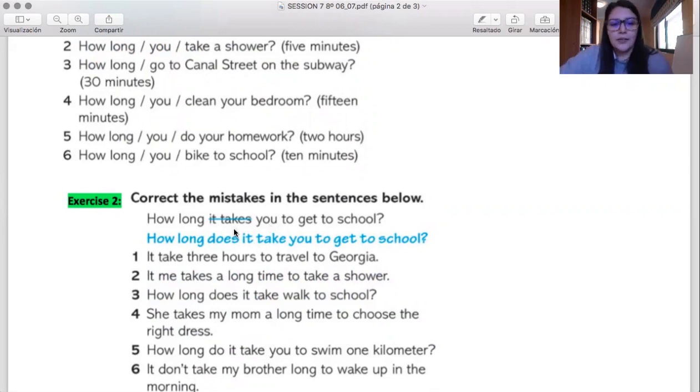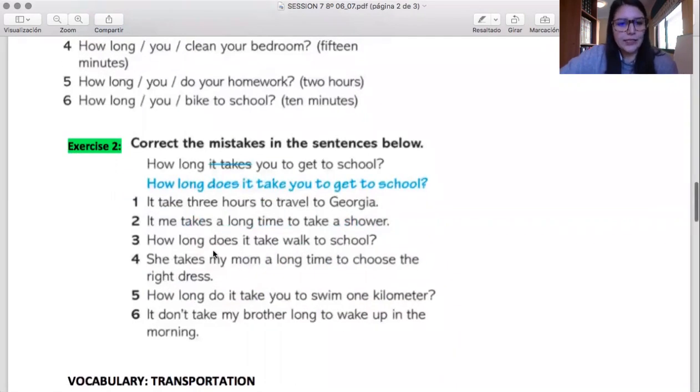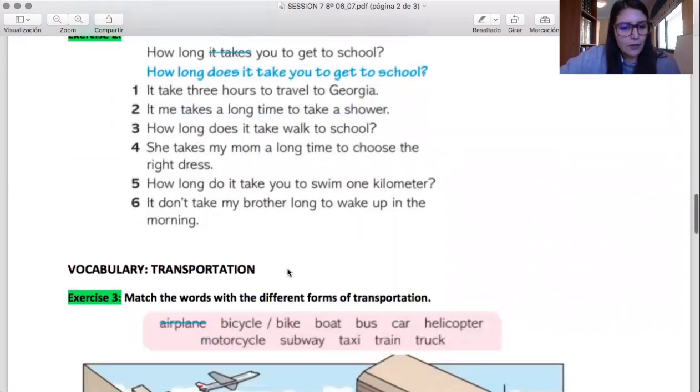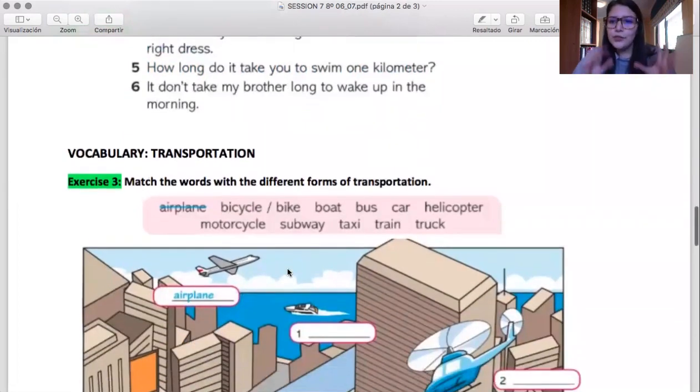Okay? Remember that in the present, the third person needs an S at the end, ¿cierto? En el presente, la tercera persona, he, she, or it, va con S y el auxiliar es does. Okay? So, let's continue with our session. If you have any questions in this part, please let us know. Okay? Si hay alguna pregunta en el uso del how long does it take, pueden preguntarnos al teacher Nicholas or myself.